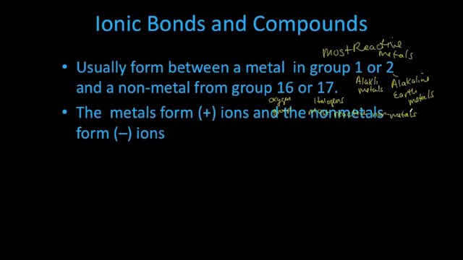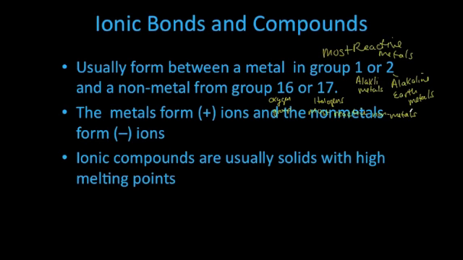Unique features of ionic compounds are that they usually are solids with very high melting points. So it takes a lot of heat to melt them.